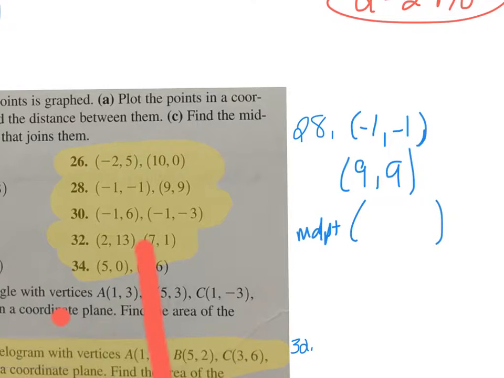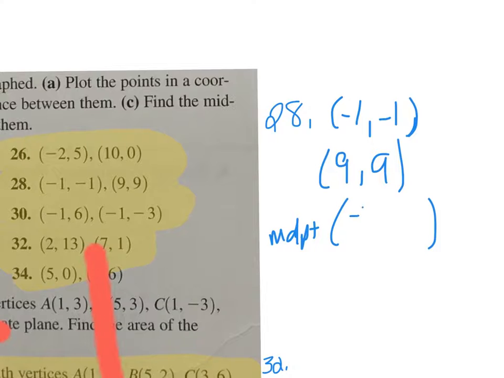How do you find the midpoint? Negative 1 plus 9 divided by 2, and negative 1 plus 9 divided by 2. What is negative 1 plus 9? 8, and 8 divided by 2 is? So your midpoint is at 4 comma, what? Yep, there's your middle.